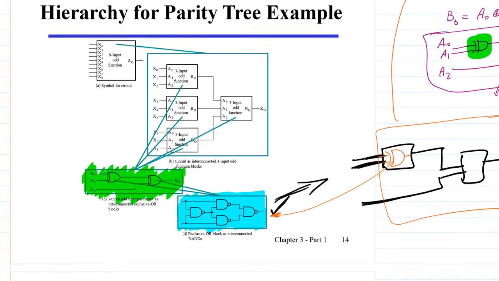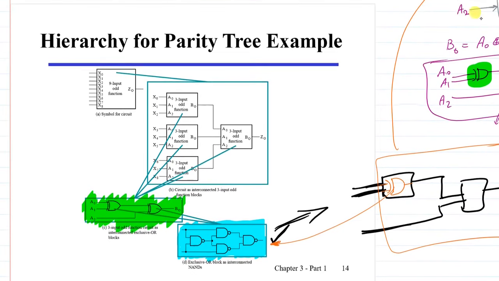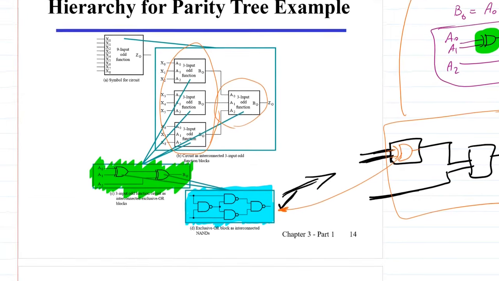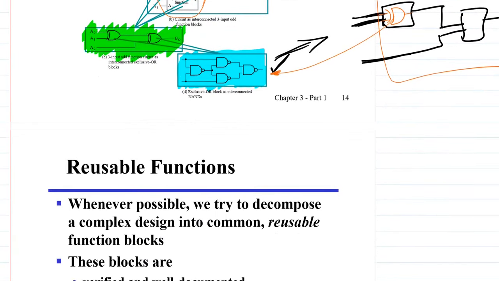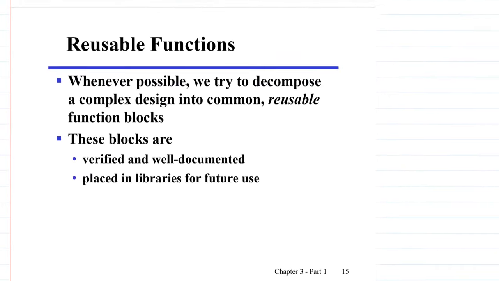And then those 3-input blocks could be combined with each other in this form. 4 of them will be combined with each other in order to obtain the actual function, the 9-input odd function that we are looking for. So that's how we can apply the hierarchical design. That was just an example to show you how the overall procedure works.